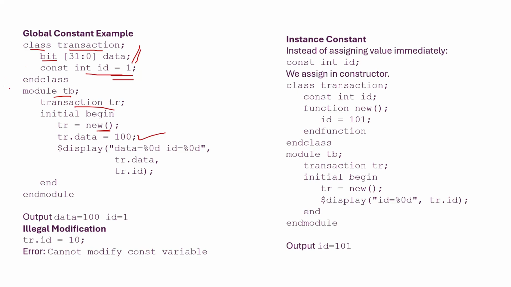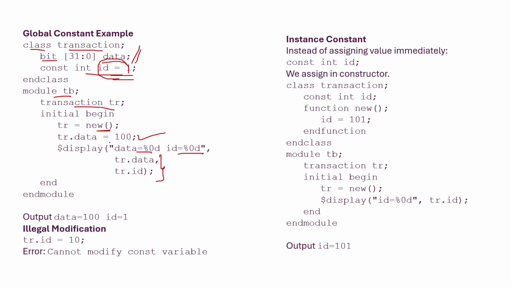See, $display, I can write data equal to %0d and ID equal to %0d. I can call this ID directly because I have assigned the value directly, that is the global value. While declaring the ID or numbers or properties in your class, at that time only you are assigning the value. Those are called global constants.